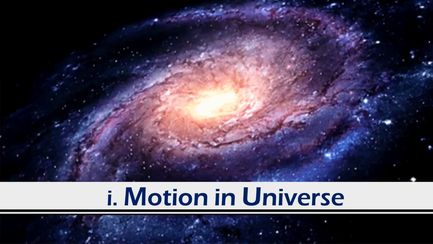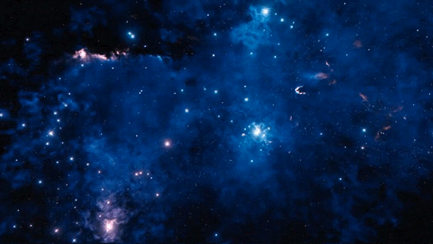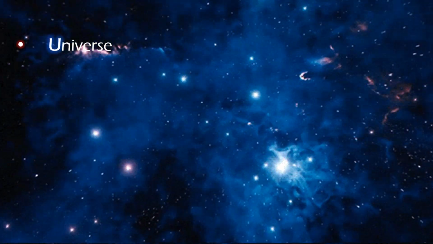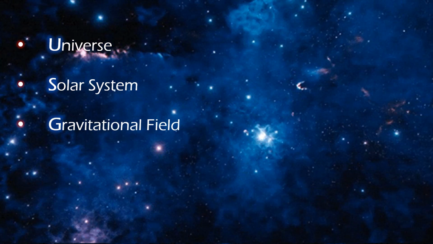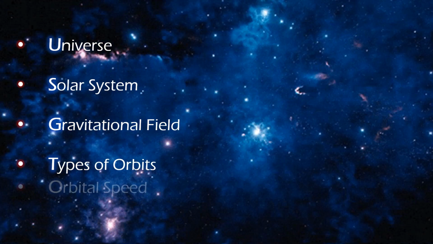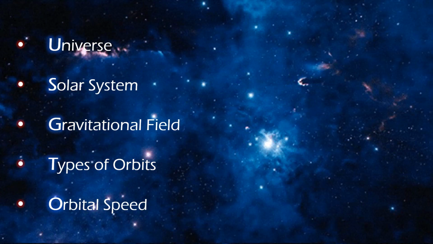Motion in the universe. In this episode, we are going to look at what is the universe, what is the solar system, what is the gravitational field, types of orbits, and what determines the orbital speed.